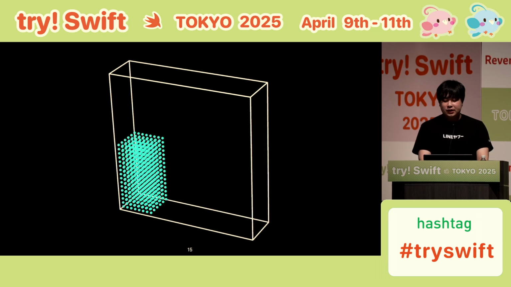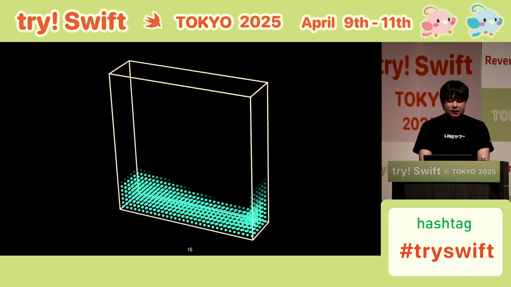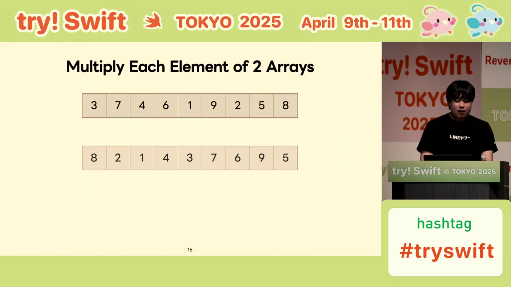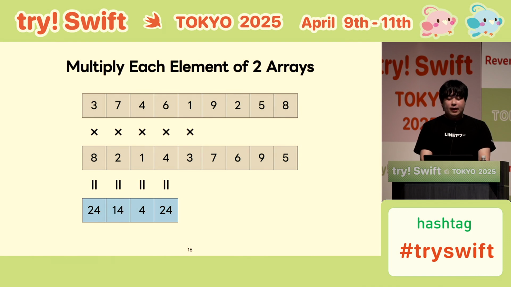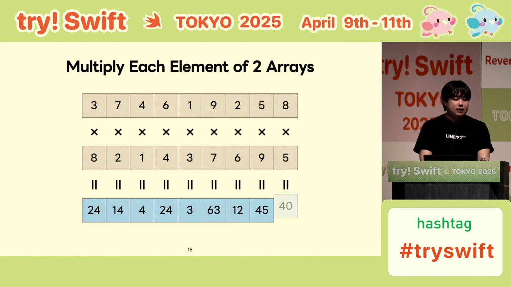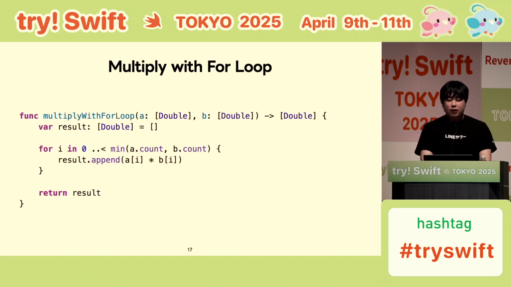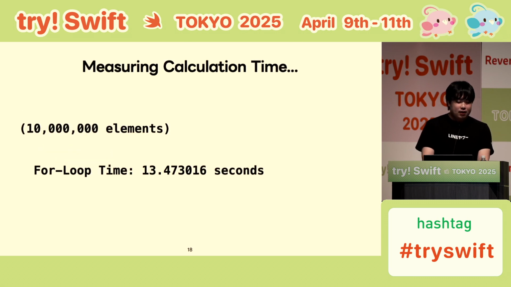The biggest challenge in large-scale simulations is the increase in computation time. For example, let's multiply 2 arrays, element by element. A common approach is using a for loop. But when I run this on my computer, for an array with 10 million elements, it took 13 seconds. This is quite slow and could significantly impact simulation performance.